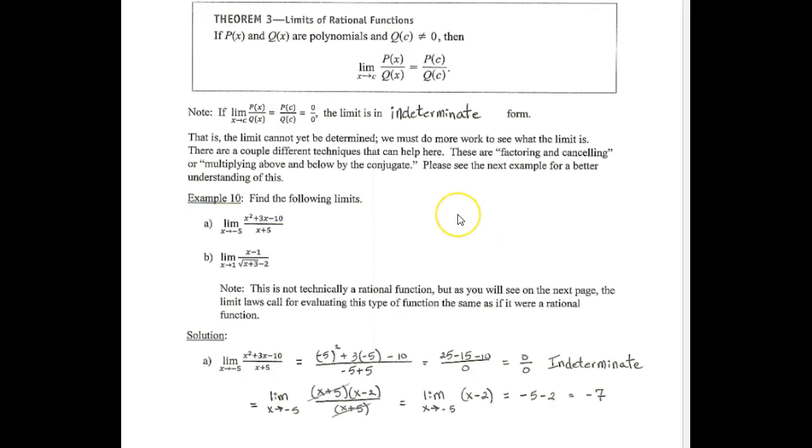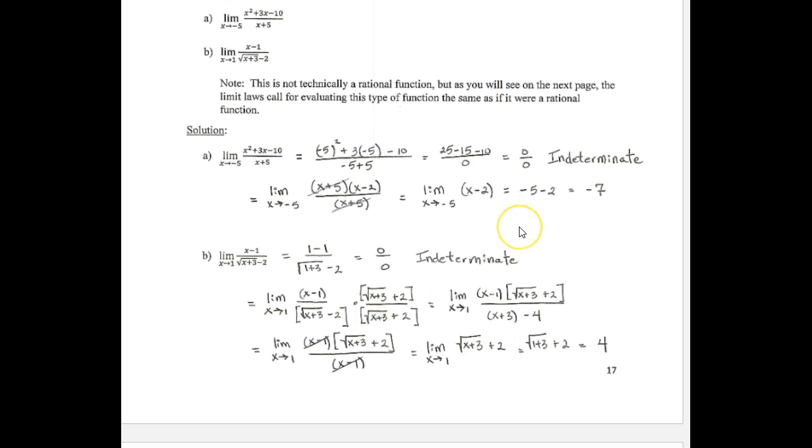So there's two different techniques that I want you to be able to do when you see these types of indeterminate forms with rational functions. These are factoring and canceling, or multiplying above and below by what is called the conjugate. So I'm going to look at this example with you and try to get you to understand both of these two techniques. So in example 10 here, we want to find the following limits.